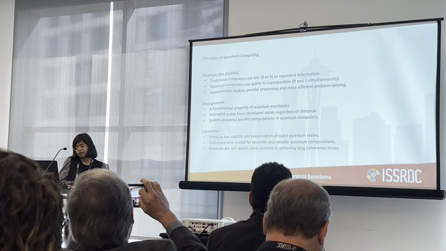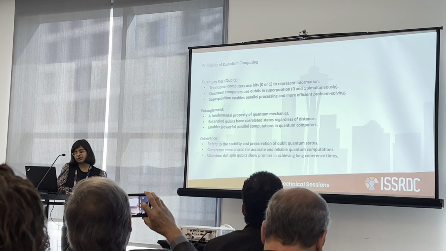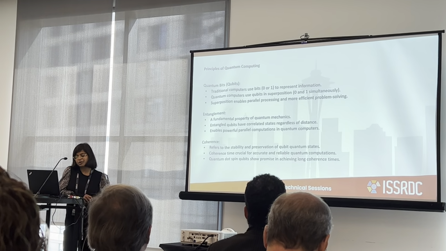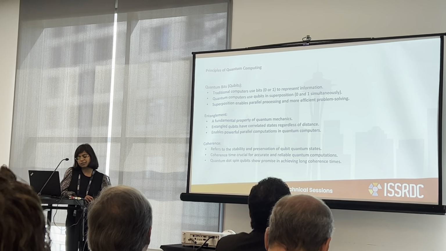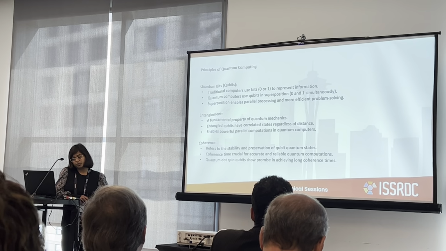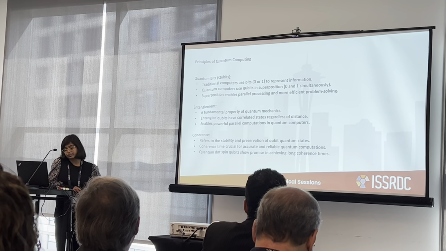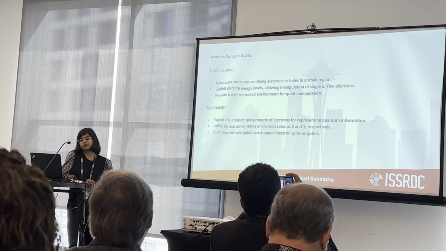And the next principle would be coherence. Coherence refers to the stability and preservation of qubit quantum states. So coherence time is crucial for accurate and reliable quantum computations. Quantum dot spin qubits show promise in achieving long coherence times. So what are quantum dot spin qubits?